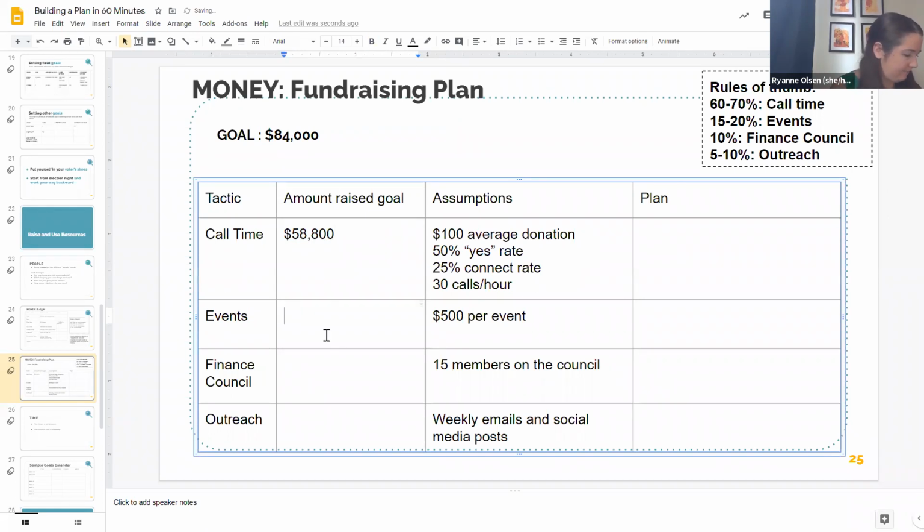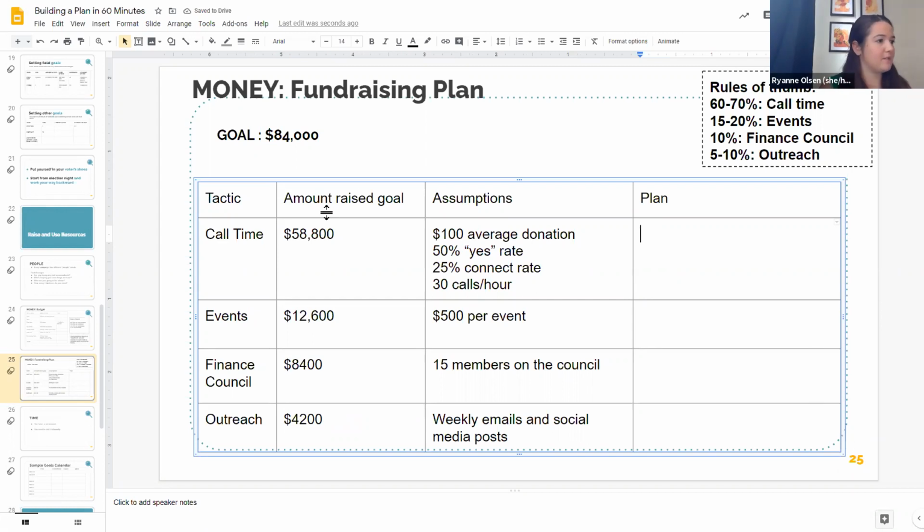$58,800 through call time. $12,600 through events. Kind of having a finance council. These are people who have a goal to fundraise for you and do so. So about $8,400 through the finance council, and about $4,200 through kind of outreach, social media, mail, etc.